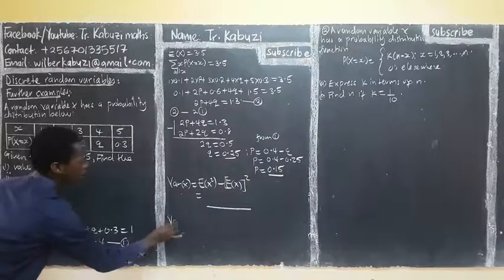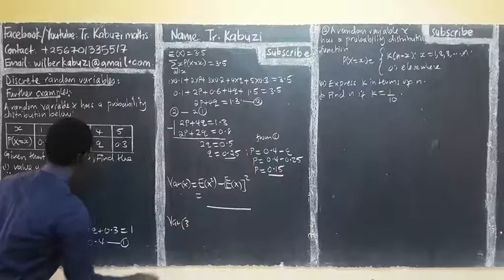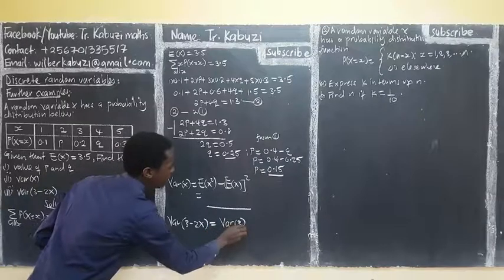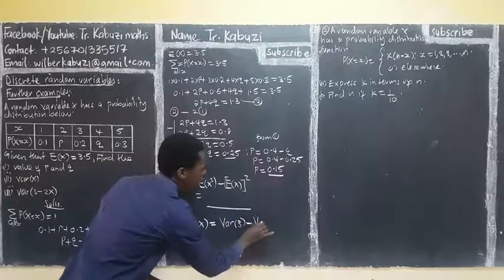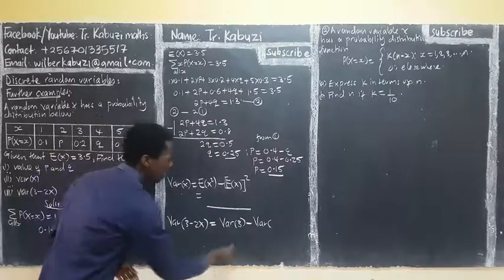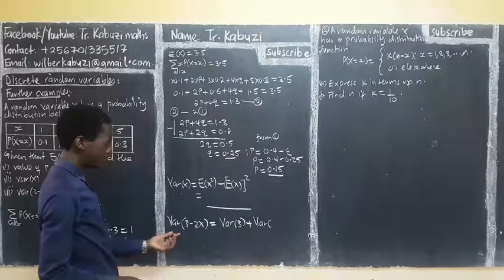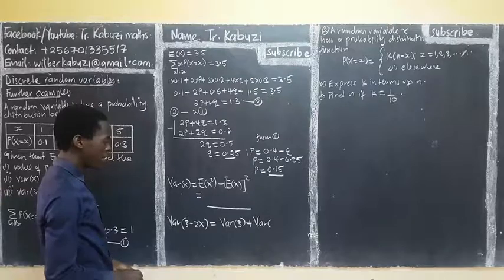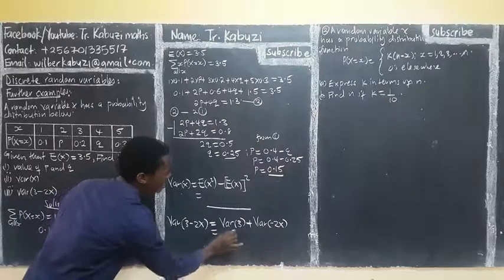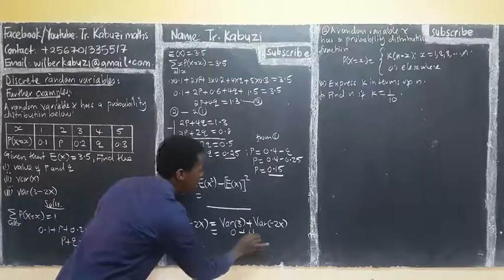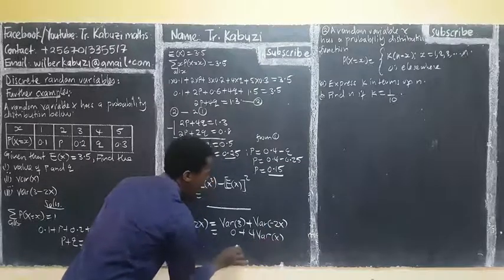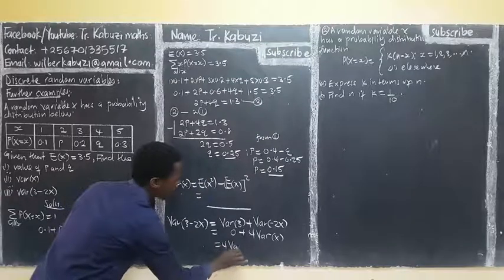Then var of 3 minus 2x. We say this is the same as var of 3 plus var of negative 2x. So var of the constant is 0, then plus 4 var of x, because we square the 2 and bring it out as a square. Meaning this will be 4 var of x.